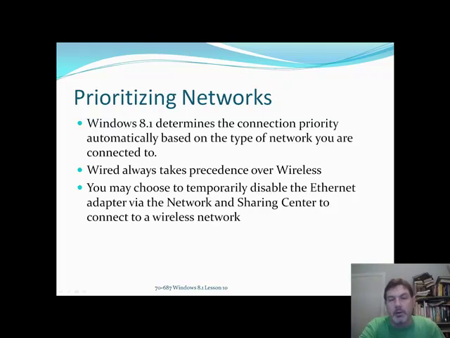As far as prioritizing networks goes, when you're in a multi-use environment, Windows 8.1 will determine the connection priority automatically, and that's going to be based on the type of network you're connected to. Windows 7 did this as well. Wireless will always be superseded by wired. So if I have a wired connection and a wireless connection in that environment and I ask to connect to the network, the wired option will always take precedence over the wireless.